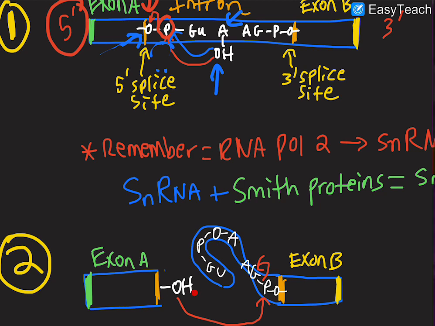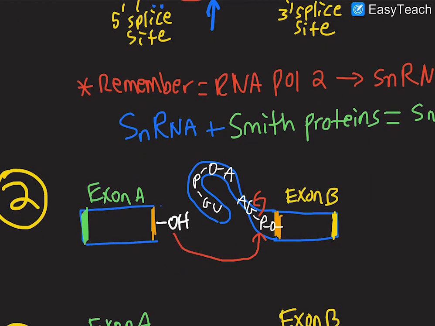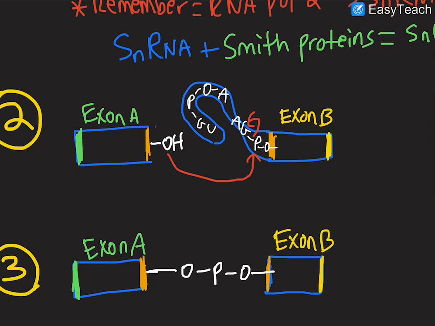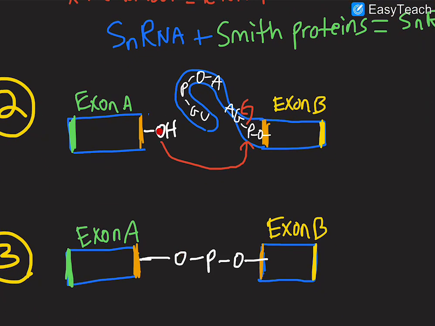Next, what happens is this hydroxyl that we just created, this oxygen, will go ahead and attack this phosphate, and then this bond will break. And then we'll have a formation of a bond between this oxygen and this phosphate. So we're going to end up having this oxygen, this phosphate, this oxygen, and then bound to the rest of the nucleotides.